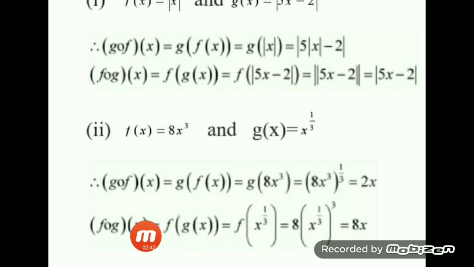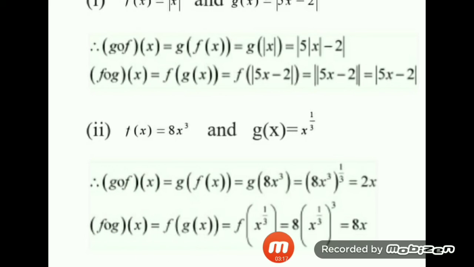FOG of x. F of g(x), by definition of composite function. What is g(x)? X to the power 1 by 3. Put it in the place of x, directly replacing the x by x to the power 1 by 3. 8 will remain as it is. In the place of x, I am writing x to the power 1 by 3. Cube remains as it is. This to the power 3 and 1/3 cancel out. What is left? 8x.